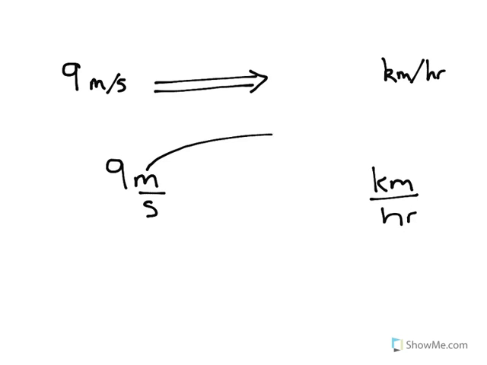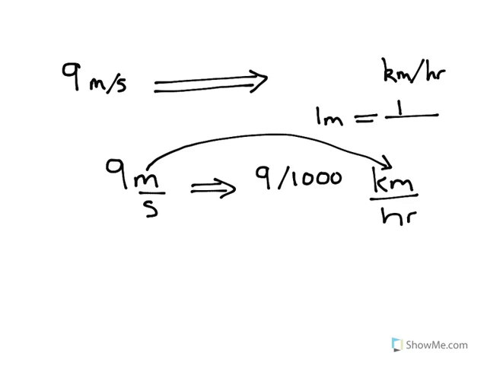To change anything from meters to kilometers, we have to divide by 1,000. 1 meter is the same as 1,000th of a kilometer. So to change meters to kilometers, we're going from small unit meter to large unit kilometer. That means we've got to divide.